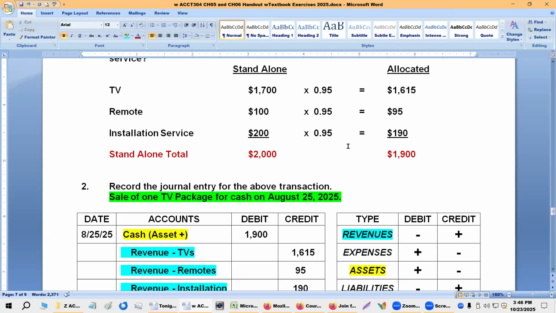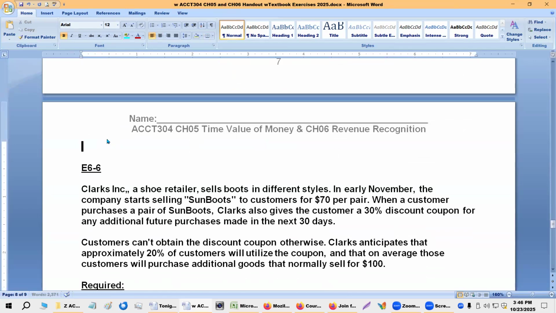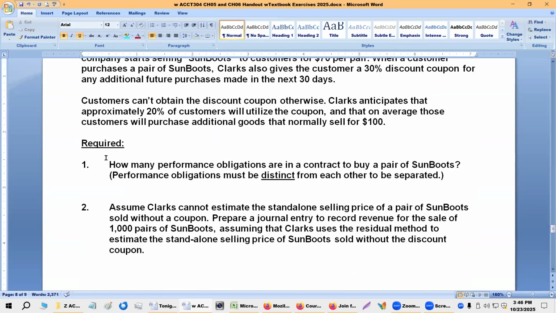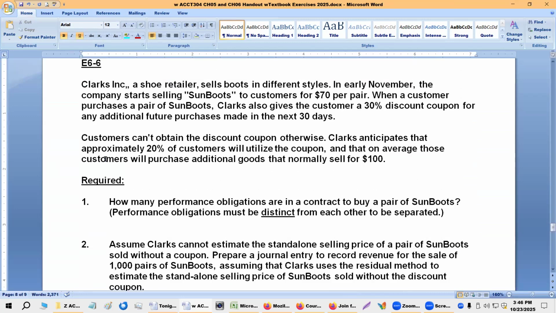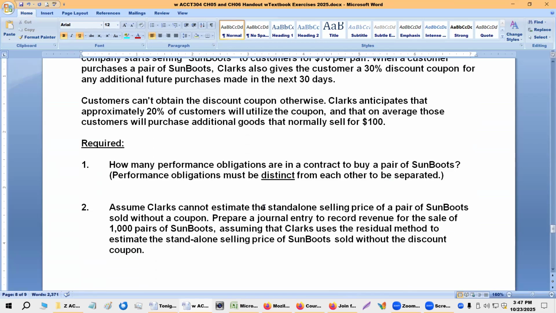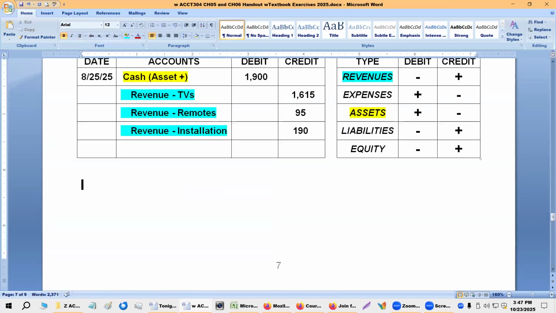So this is allocated, again, based on the standalone prices. And I think I'm going to stop here, because we've got to do something a little different on this next one. The next one is what if they can't find a standalone price? Well, we'll stop here. That one's going to take a little while.